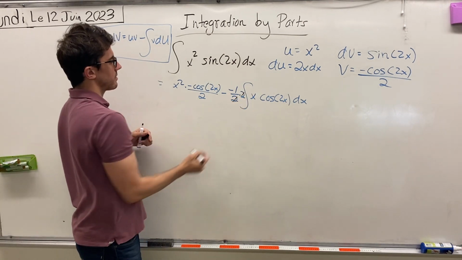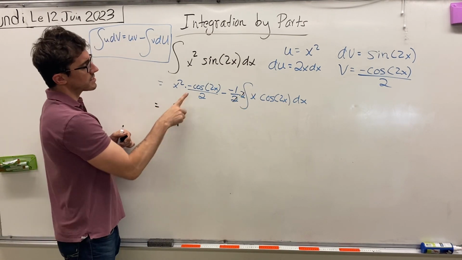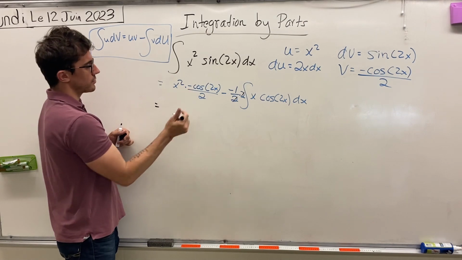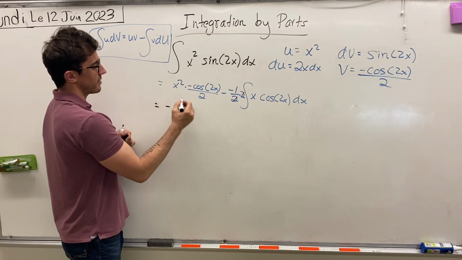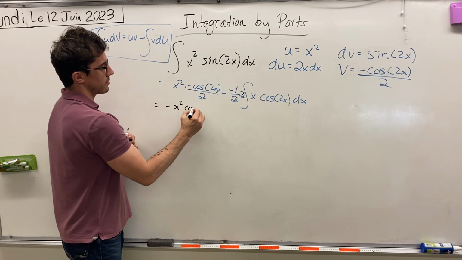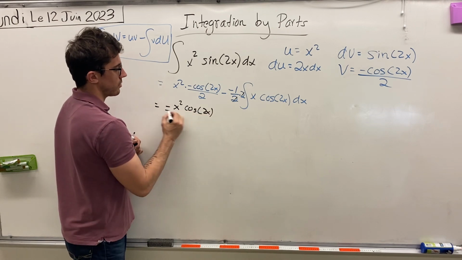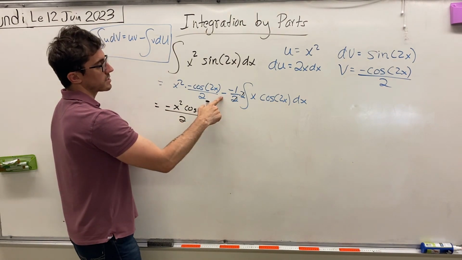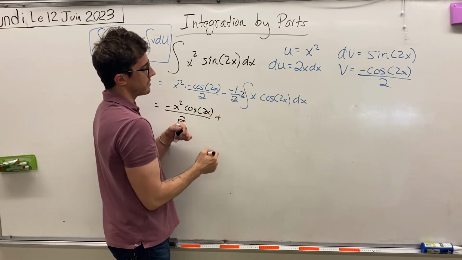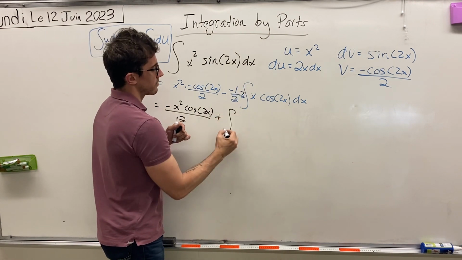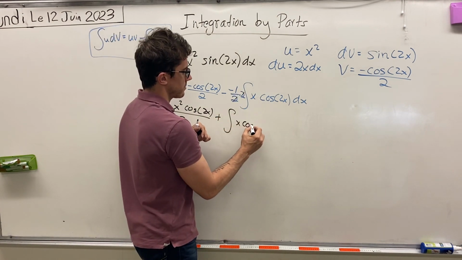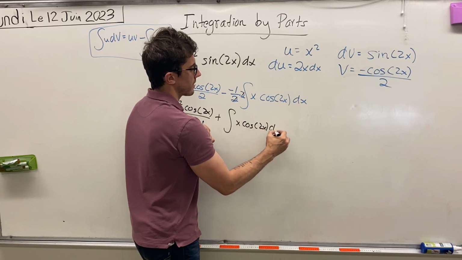The 2's here cancel out nicely. And so what we'll have is a negative 1 over 2, or if you'd rather, negative x squared cos of 2x all over 2, subtracting the negative, and so we add, the 2's cancel out, the integral of x cos of 2x dx.